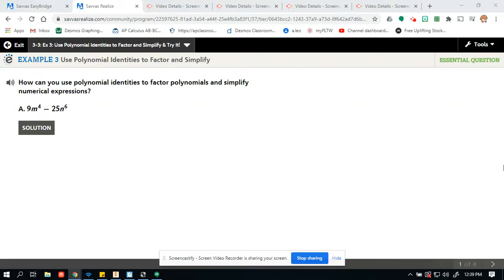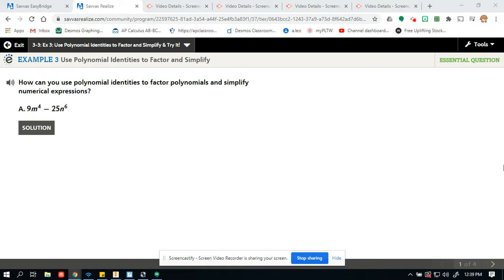Hello everybody. In this video, we're going to continue our exploration of polynomial identities and how to factor using them. We're doing example 3 from lesson 3, topic 3. How can you use the polynomial identities to factor polynomials and simplify numerical expressions?